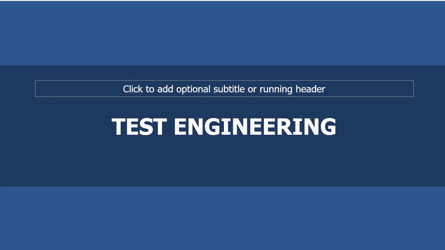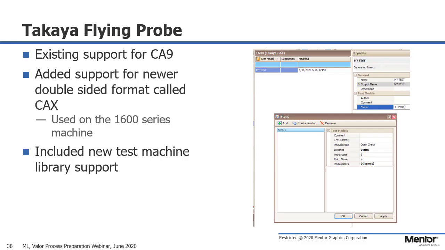Now we will look at the test engineering enhancements. We have supported Takaya Flying Probe machines through the CA9 for many years. However, once Takaya released the double-sided Flying Prober, the 1600 series machine, the CA9 wasn't able to support the testing of components that needed to be probed on both sides of the board at the same time. Therefore, Takaya introduced CAX as the new format that replaces CA9 specifically for double-sided requirements, though it can also be used for single-sided 1400 series machines.